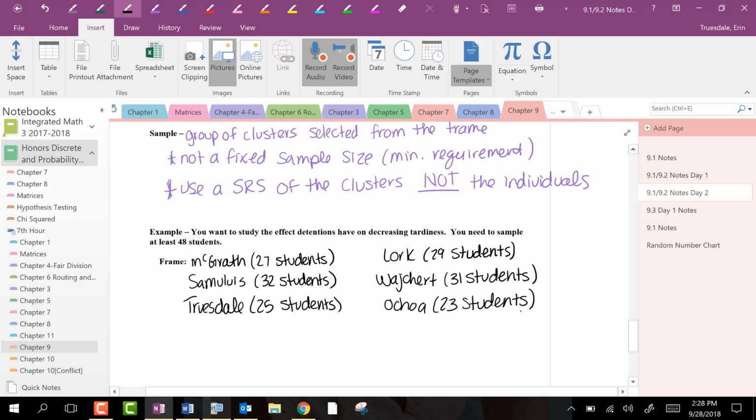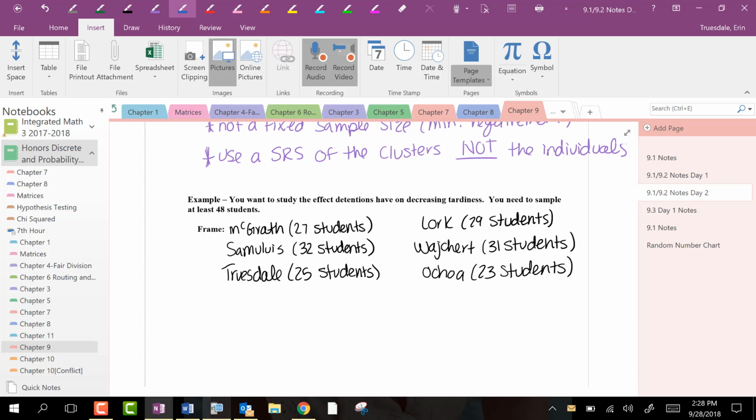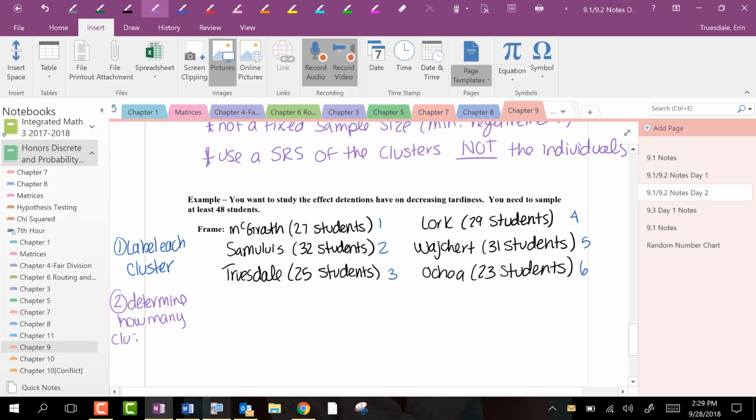How we're grouping: first step is to label the clusters. So step one, label each cluster. I'm going to go through 1, 2, 3, 4, 5, 6. Okay, labeled the clusters. Step two, determine how many clusters you need to meet the minimum requirement.